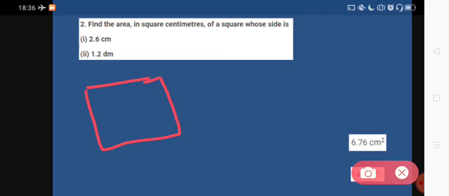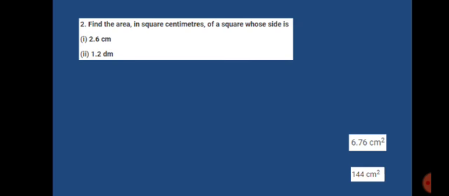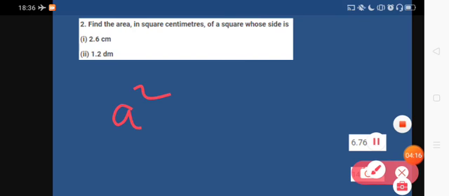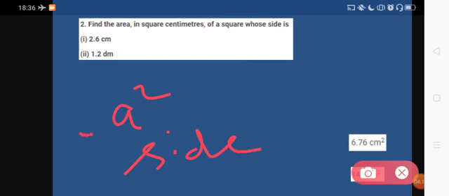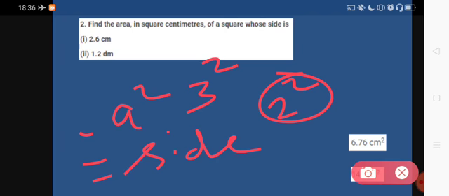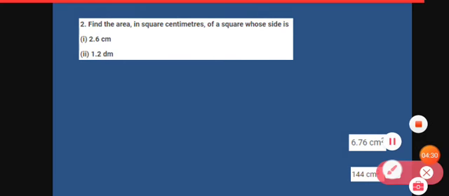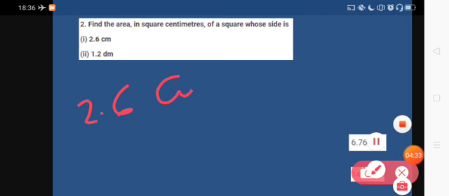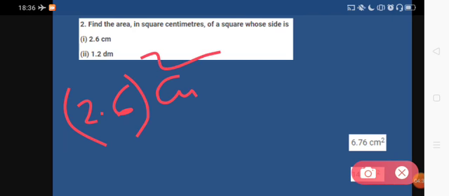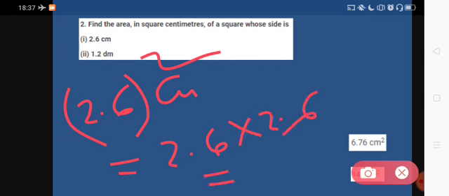We have to find the area. Very easy formula: side square. If the side is A, then the area is A square. If the side is 2, the area is 2 square. If the side is 3, the area is 3 square. Here the side is 2.6 centimeter, so the area is the square of 2.6, 2.6 into 2.6, which is 676.